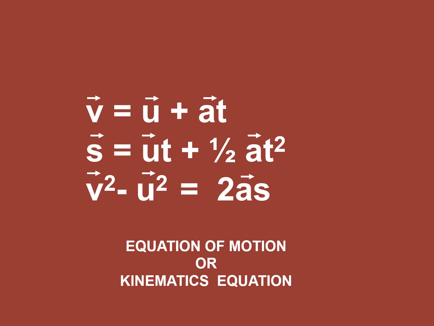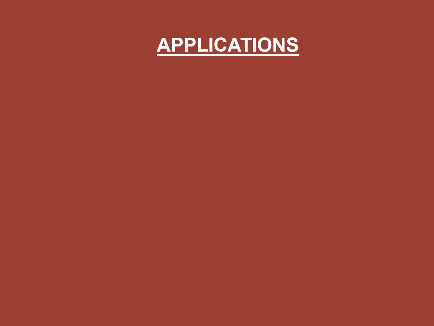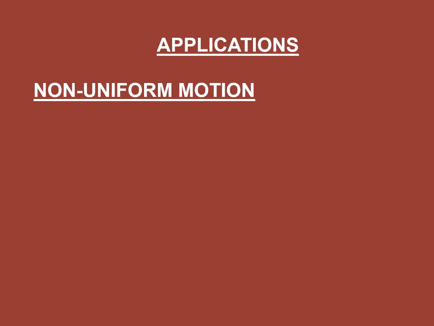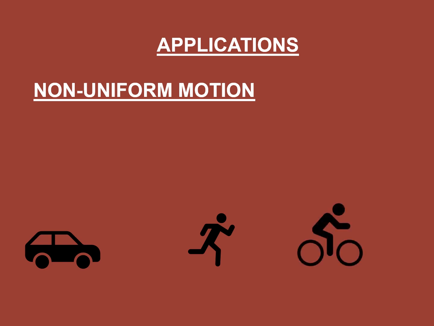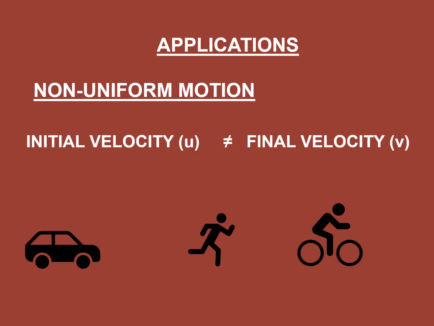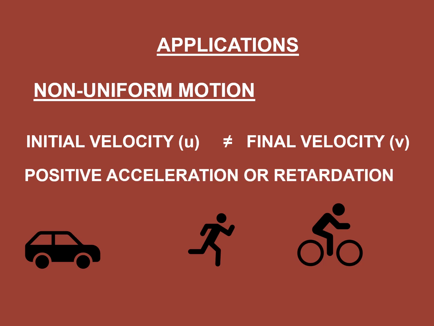Before deriving these equations, we should know where they are applied. Remember, these equations will be used for non-uniform motion only. Examples can be driving a car at various speeds, running or jogging of a person, or riding a bicycle at various speeds. Here, the object is moving at different velocities, or we can say the initial velocity of the object is not equal to the final velocity. The object can be in either uniform acceleration or uniform retardation, making a continuous increase or decrease in speed.